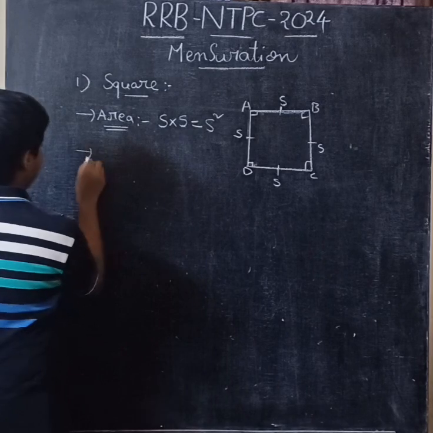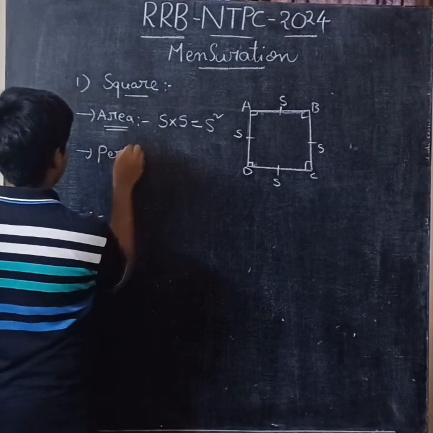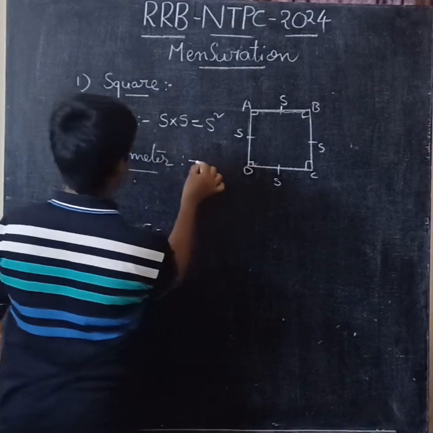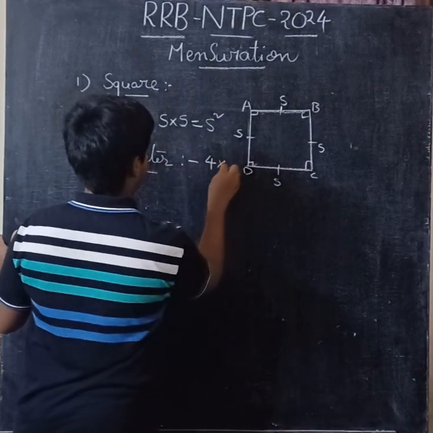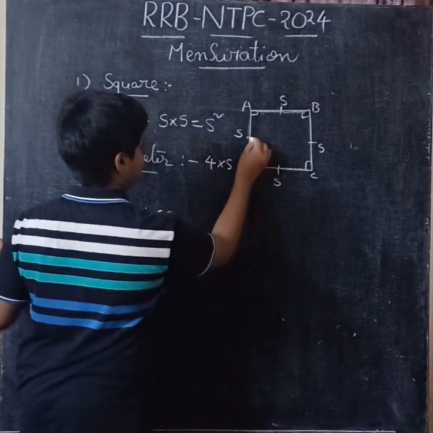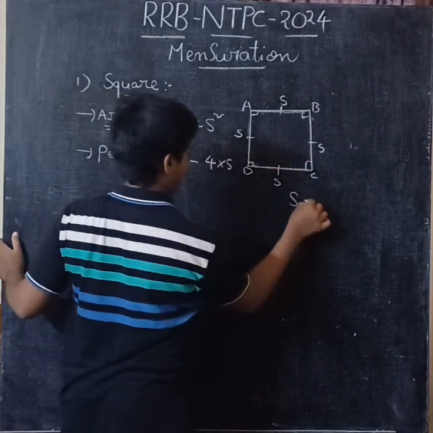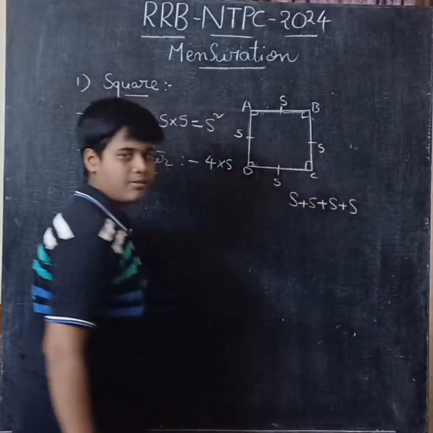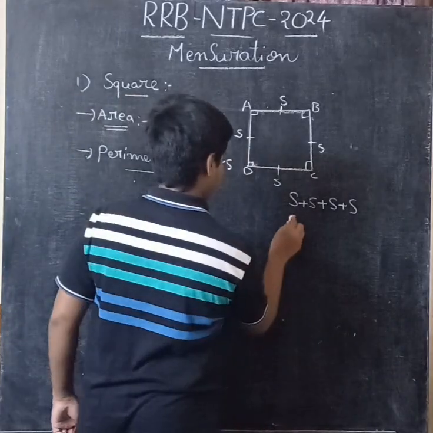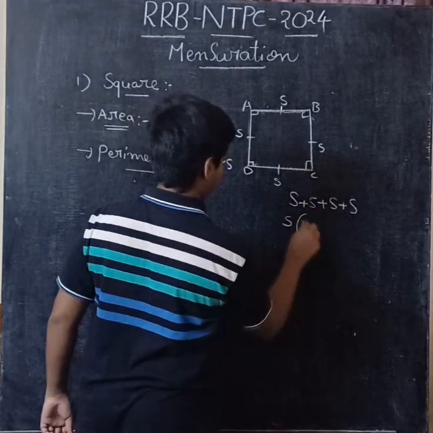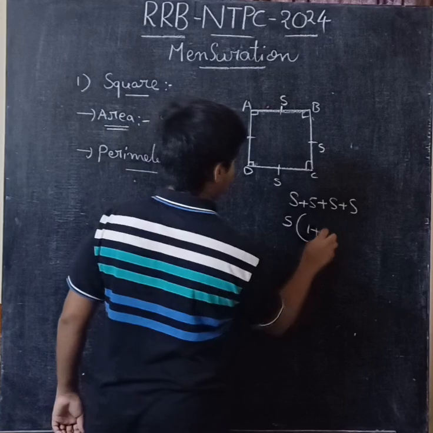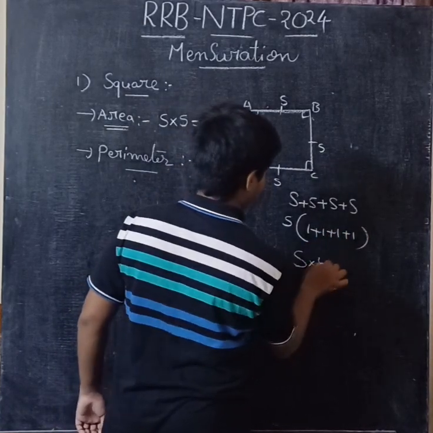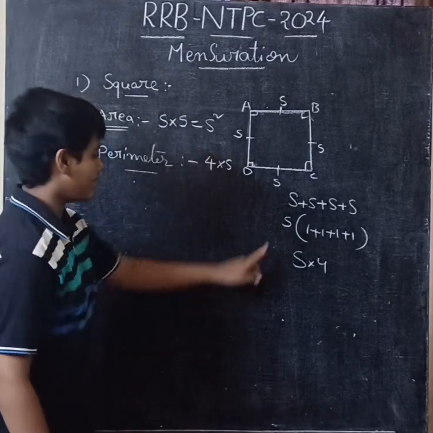And the perimeter is 4 into side, because the sum of all these sides is known as perimeter, which means S plus S, 4 times we have to add the S. So here I am taking S as common, and 1 plus 1 plus 1 plus 1, which is S into 4, 4 into S. So this is the perimeter.